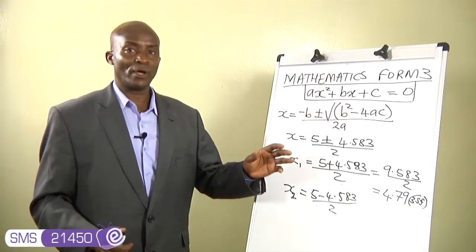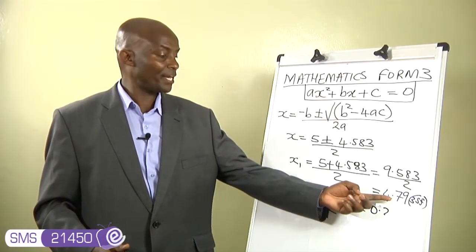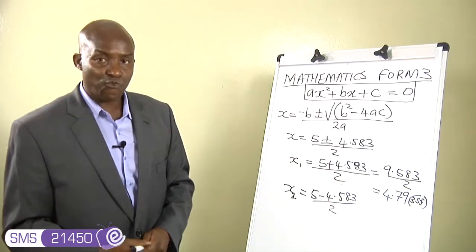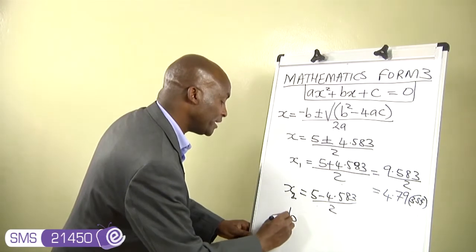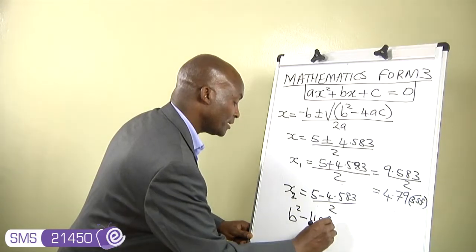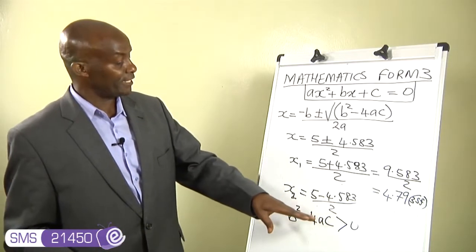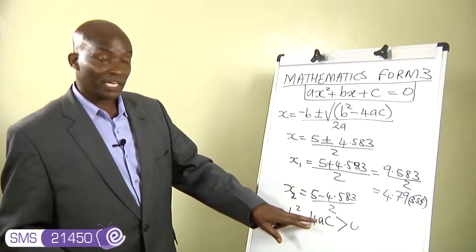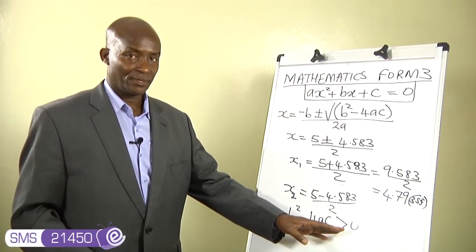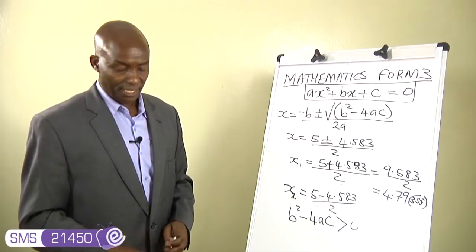So now this is the reason why we say the roots are real. They are real numbers, because 4.79 is a real number, 0.21 is a real number. That condition is fulfilled when we have b squared minus 4ac greater than 0. As in our example, b squared minus 4ac is equal to 21, and 21 is greater than 0. So that is condition number 1, when b squared minus 4ac is greater than 0.